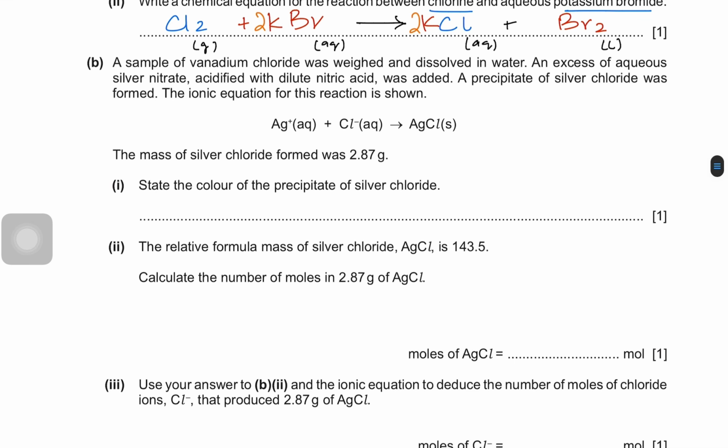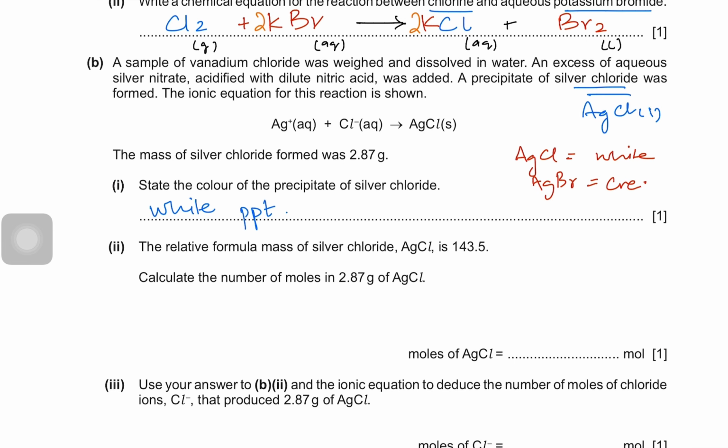A sample of vanadium chloride was weighed and dissolved in water. An excess of aqueous silver nitrate acidified with dilute nitric acid was added. A precipitate of silver chloride was formed. The ionic equation for this reaction is shown. The mass of silver chloride formed was 2.87 gram. State the color of the precipitate. Silver chloride is a white precipitate. Just reminding you that silver chloride is white, silver bromide is cream, and silver iodide is yellow.